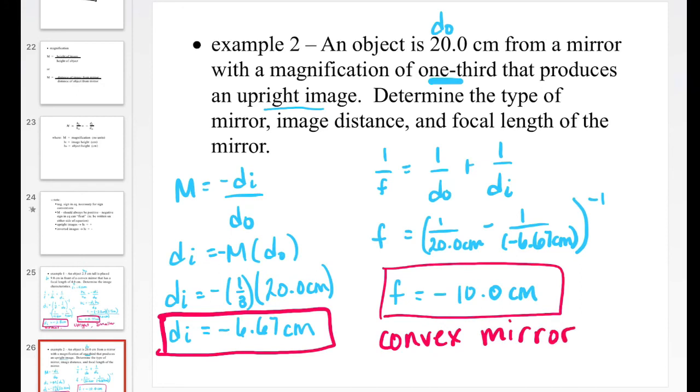Okay. Did we figure out the type of mirror? Yes. Image distance, we got. Focal length of the mirror, we got. Okay, we figured this out.